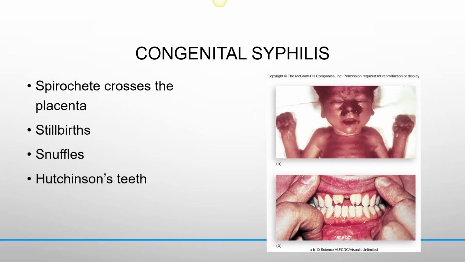Congenital syphilis is when the baby is born with syphilis from the mom. Syphilis is a spirochete that can cross the placenta, so if the mom gets infected at any point during the pregnancy, they can give it to the baby. Causes stillbirths, snuffles. Snuffles sounds really cute, but snuffles is actually when the microorganism grows so much that scar tissue blocks the entire nasal cavity. It destroys the nasal cavity.